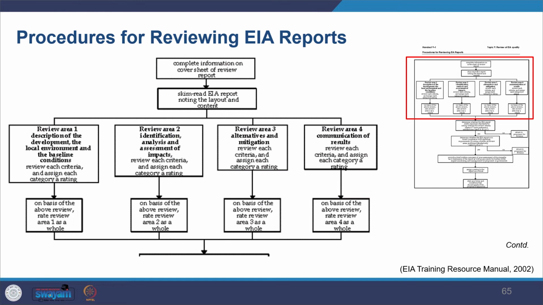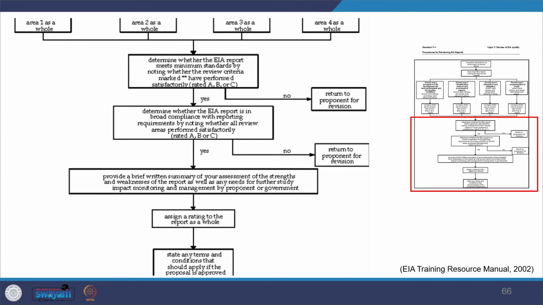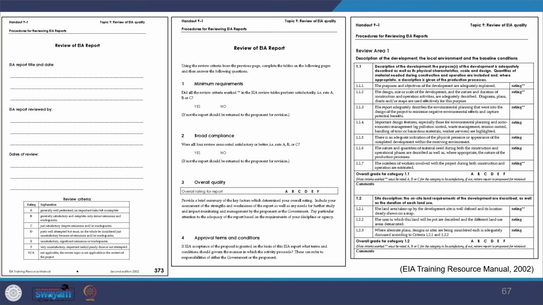So you see how, yes or no, you look into all these segments here. This is the kind of checklist which is used in Zimbabwe for their reviewers. So, review of the EIA report. The reviewers, the committee, would review and put in reports in this way: EIA report title, date, EIA report reviewed by, date of review, reviewer criteria.